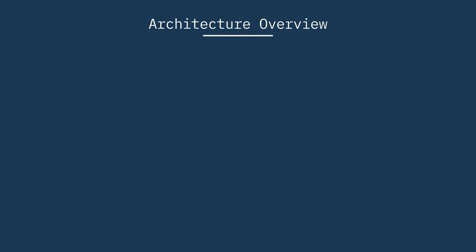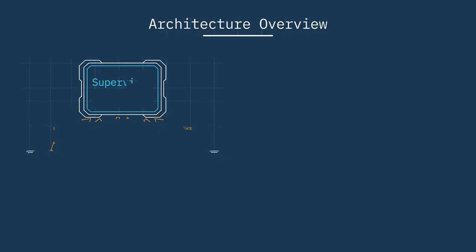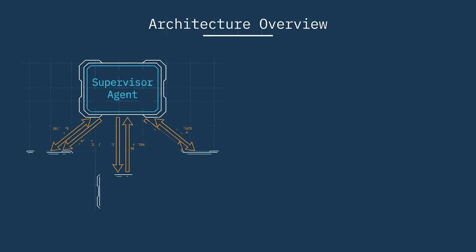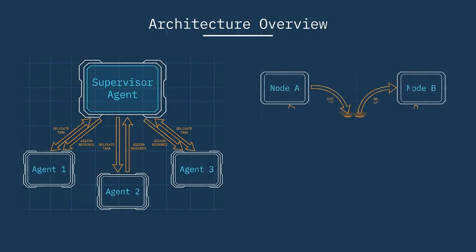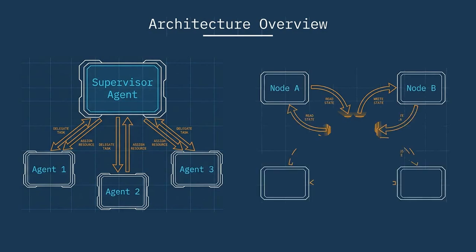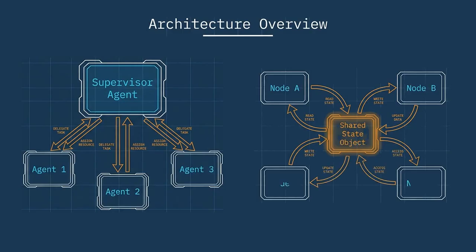Here's the architecture overview. The system uses a supervisor agent built in LangGraph that receives an incoming task, decomposes it, and delegates to specialized subagents, each scoped to a single domain, like data retrieval, enrichment, or decision-making. LangGraph's stateful graph structure manages the execution flow, passing a shared state object between nodes, so each agent has full context without redundant API calls.